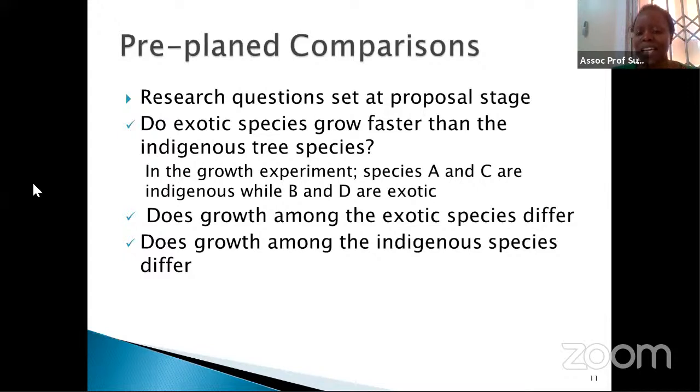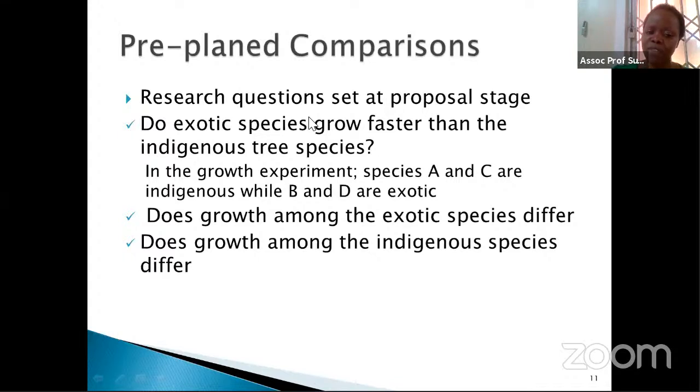So you will find that if you look at the first comparison, we are looking at the average of the exotic minus the average of the indigenous. In the second question, we are looking at exotic only. There is nothing to do with the indigenous. In the third one, we are looking at indigenous only. So those pre-planned questions are independent of each other, and we can always prove whether they are independent. When you come up with pre-planned questions which are independent, that means the resultant contrasts, the comparisons, are also going to be independent. They are going to be orthogonal. Orthogonal means they are independent. They have different information.